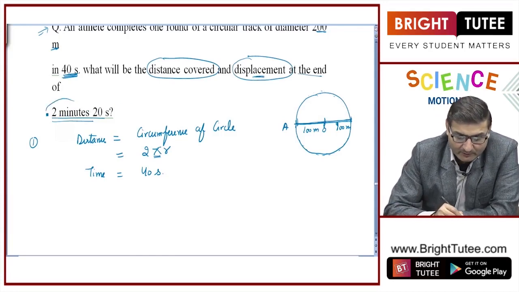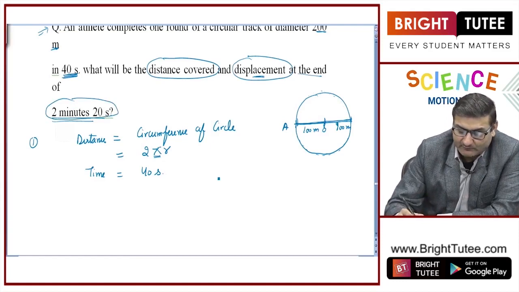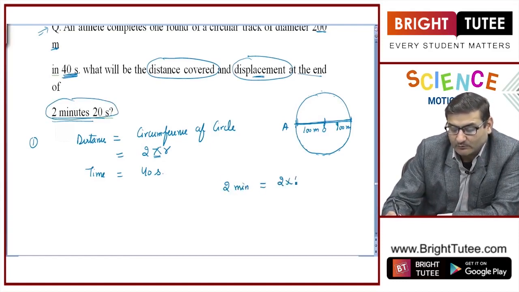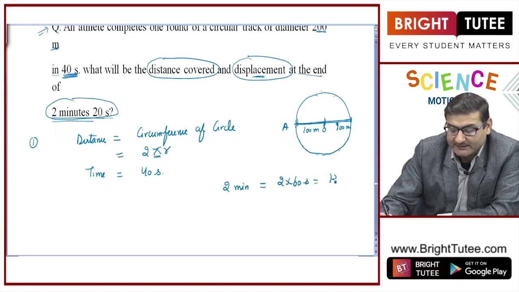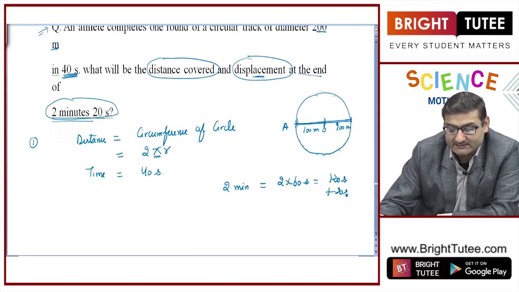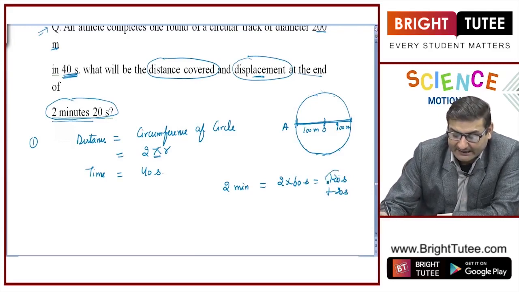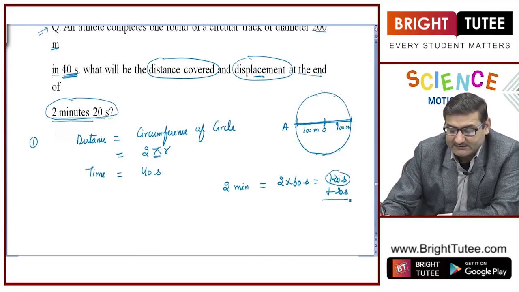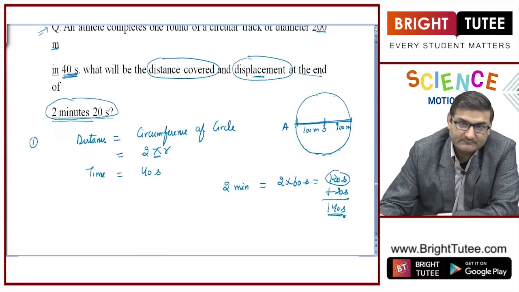Now, when we talk about 2 minutes 20 seconds, we see that 2 minutes are equal to 2 into 60 seconds, meaning 120 seconds, and another 20 seconds. So, if I relate, I see that these are actually 140 seconds.